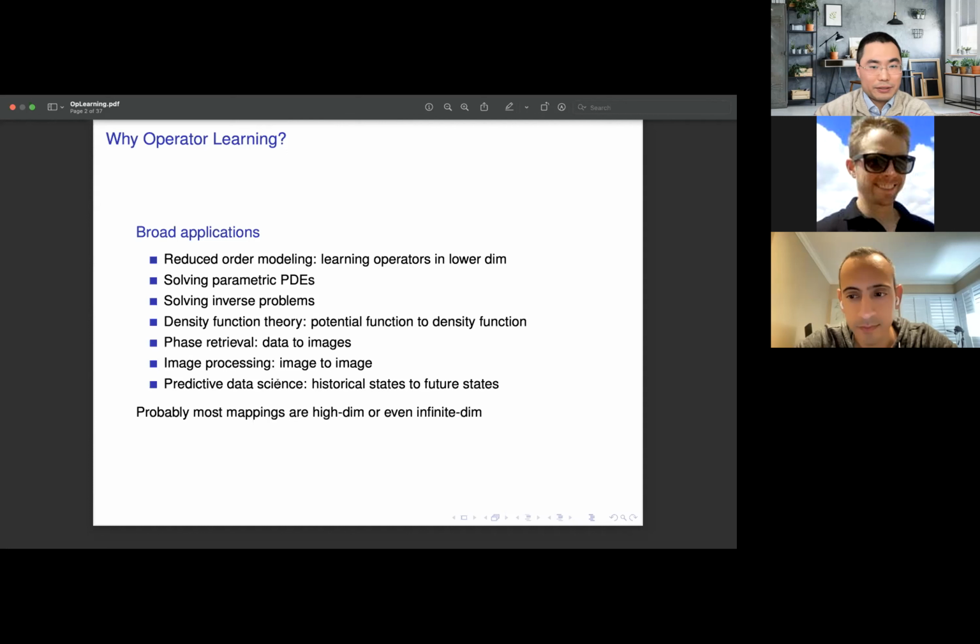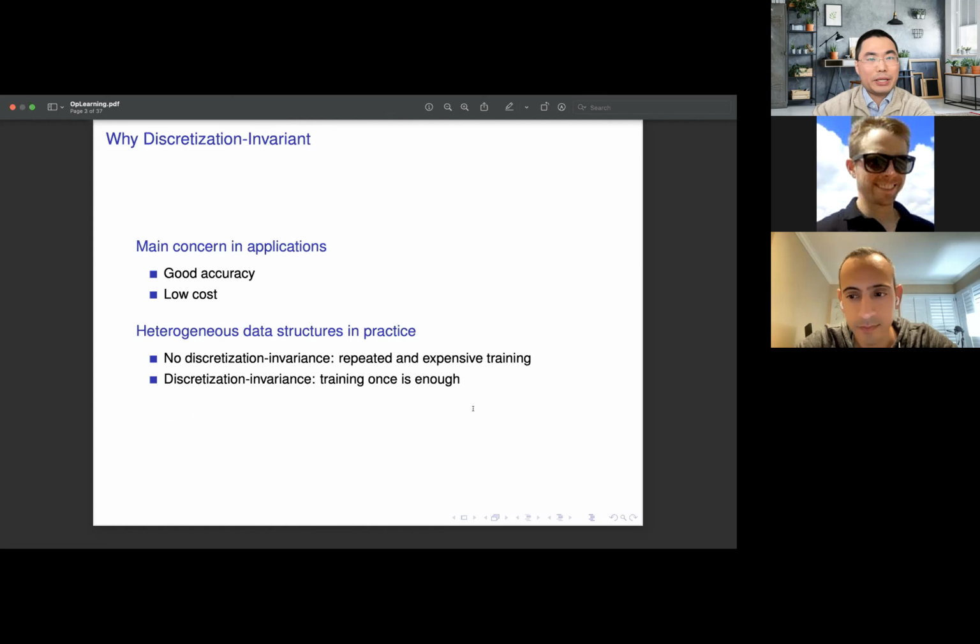In predictive data science, we want to have a mathematical operator mapping from the historical data to the future data for prediction. Typically, in all these problems, the interesting mappings are high dimensional or even infinite dimensional, mapping from some function space to another function space. So training some neural network for solving this problem is quite challenging, especially in real applications. We care about good accuracy at low cost.